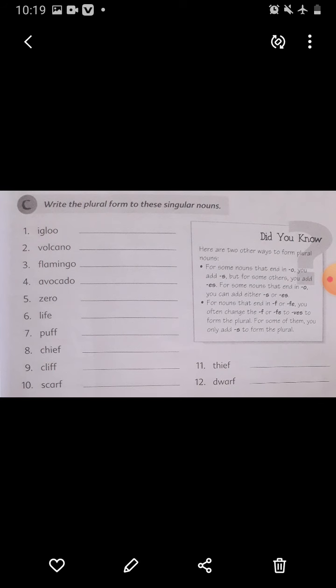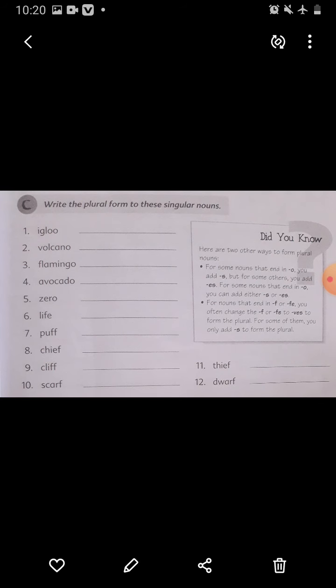Number 6, life. You have to add VES. With life, you have to remove F from here and you have to add VES. Number 7, puff. You have to add S, puffs. Number 8, chief. You have to add S with chiefs. Clear?